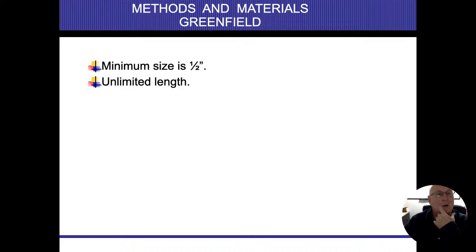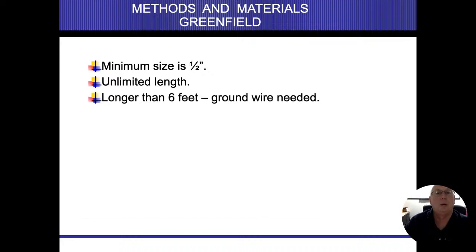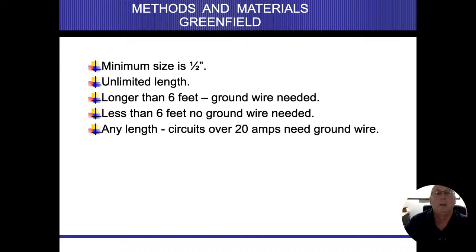Like I said, in Chicago, I don't think that's accurate. Longer than 6 feet, we do need a ground wire installed. Under 6 feet, no ground wire. And most of the time when we're dealing with Greenfield, we're going to try and keep those under 6 feet. Any length or any circuit over 20 amps also needs a ground wire.